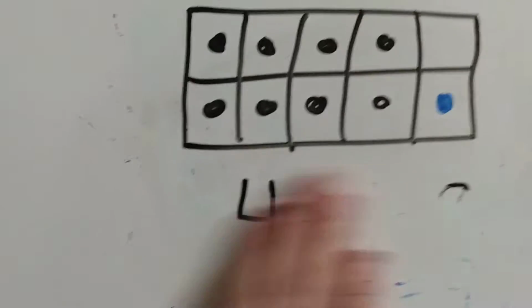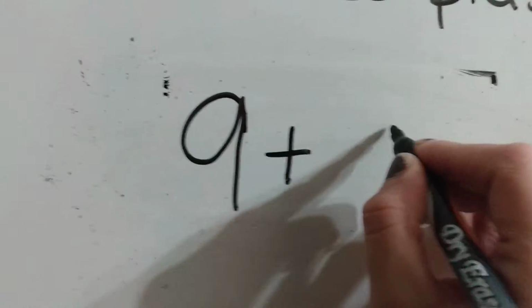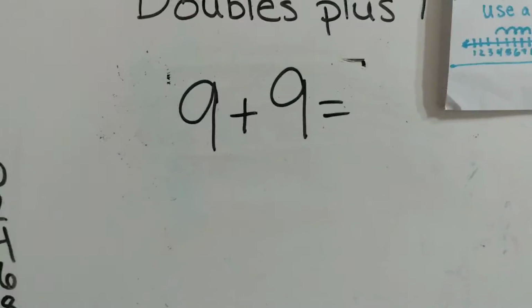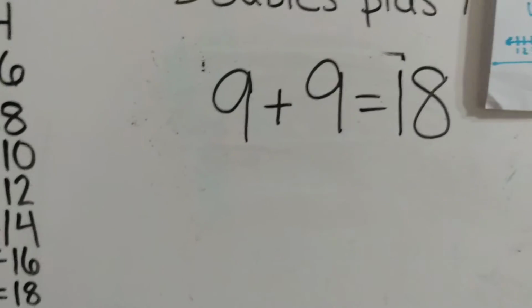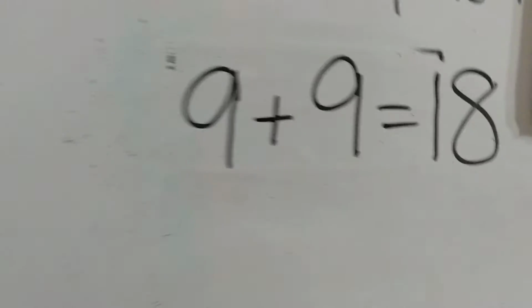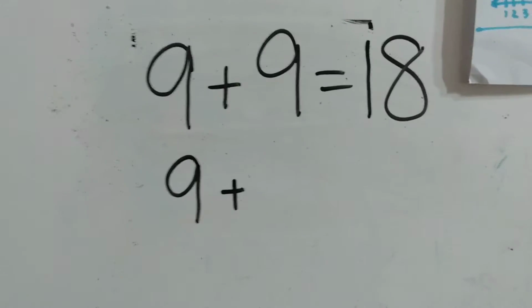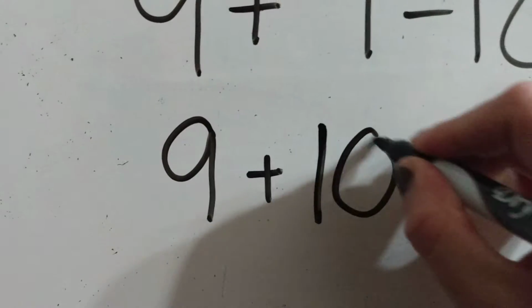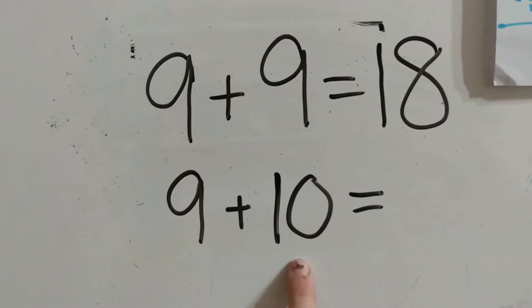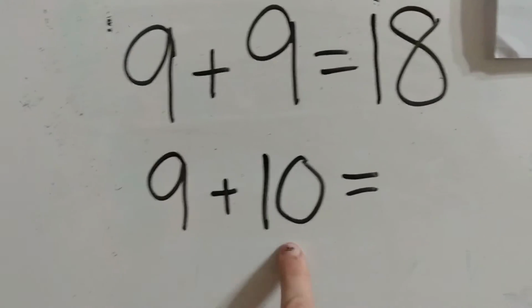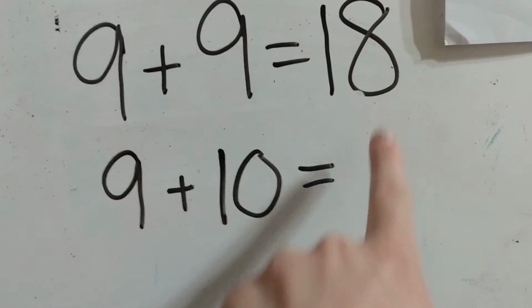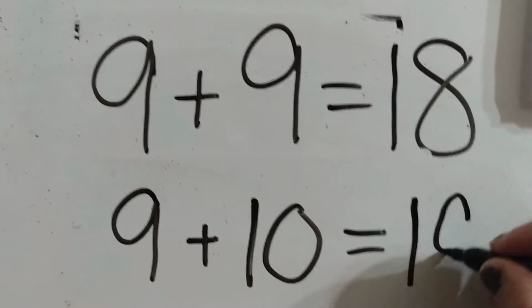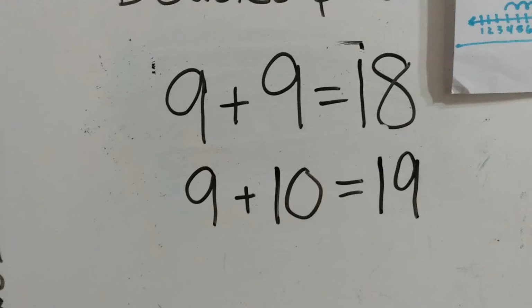Let's go ahead and do another one just a little bit higher. So let's look at 9 plus 9. What does 9 plus 9 equal? Yeah, it equals 18. So now we're going to plus 1. We're using our doubles and we're plussing 1. So we're going to do 9 plus, what are we adding if we're plussing 1? 10 equals, okay, so I know that 9 plus 9 equals 18. So I should know 9 plus 10 equals, remember what we did to that sum, or the answer to our addition problem? We just added 1. So we know 9 plus 10 equals 19.